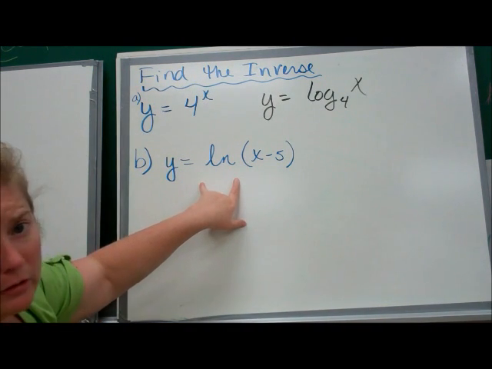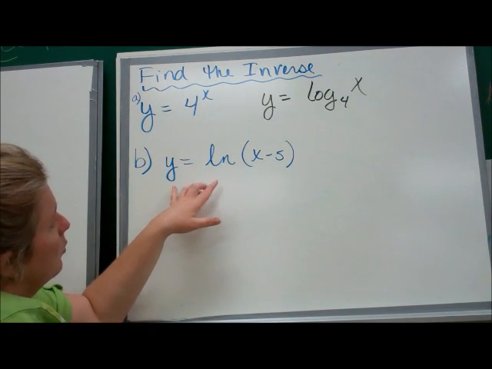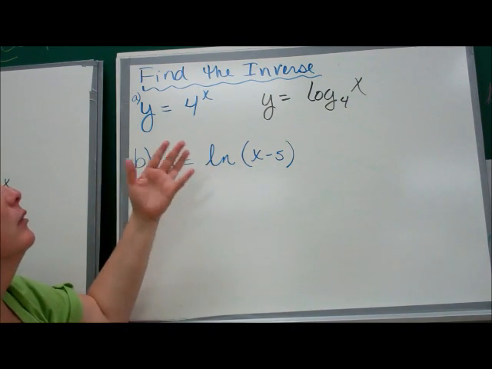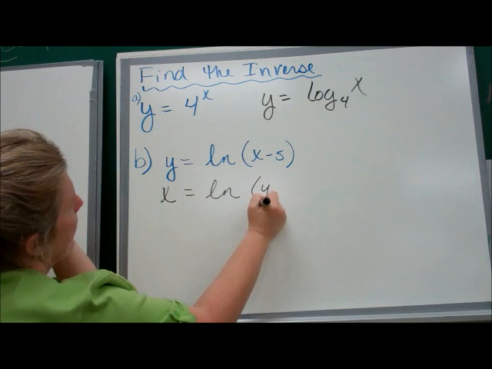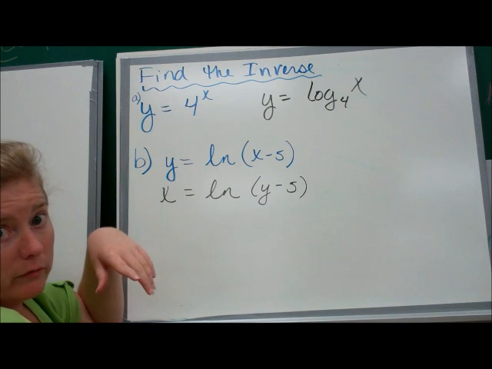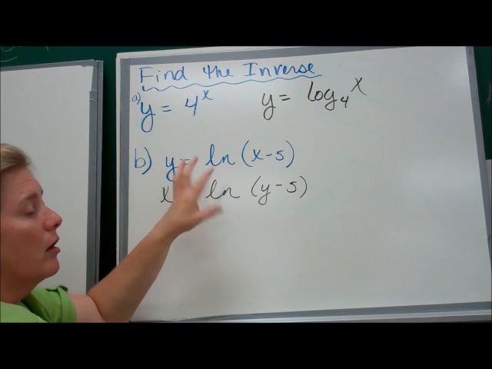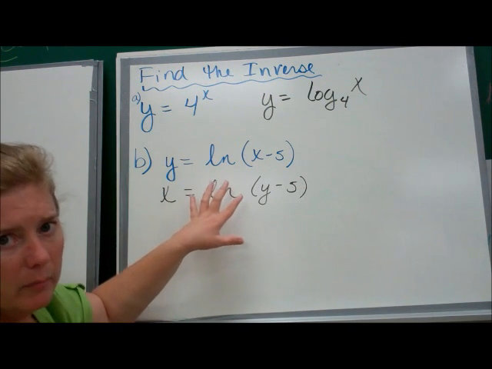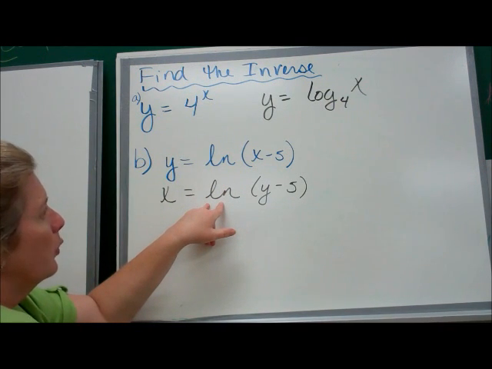Okay. This one, there's a little bit of work to do. With this one, we need to, of course, start with switching x and y's, because that's always the first step when finding the inverse. So it's going to be x equals the natural log of y minus 5. Now we're going to switch to exponential form, because this is a natural log, and logarithms and exponentials are inverses of each other. So if I'm finding the inverse, I'm going to have to end up in exponential form eventually. Well, natural log, what's the base?